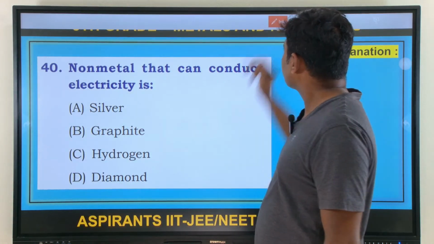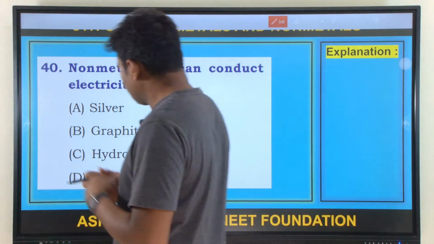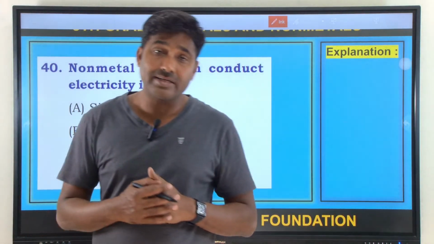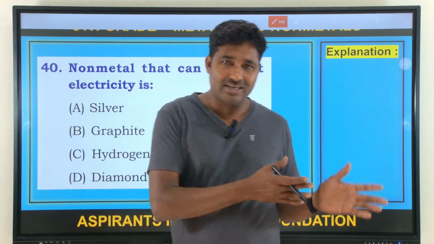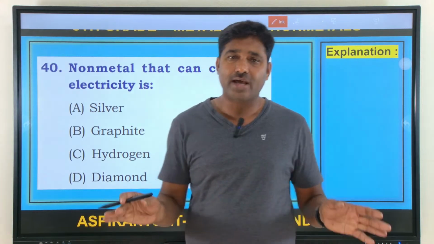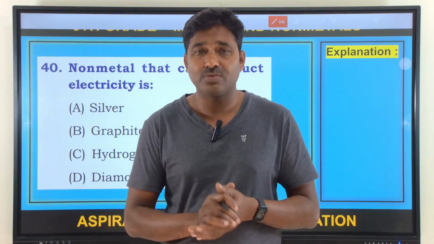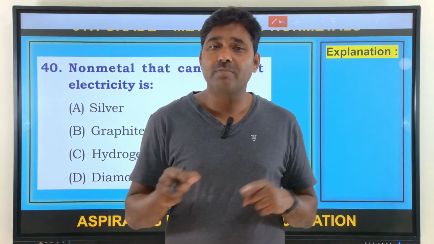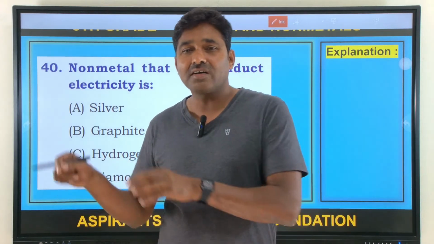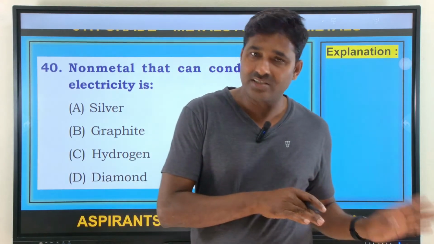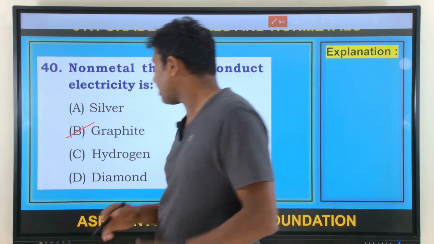Question 48. Which non-metal can conduct electricity? Generally, non-metals are bad conductors of electricity and metals are good conductors. We know this is the generalized character, but some exceptions exist in metals as well as in non-metals. So the general property of non-metals is that they are bad conductors of electricity. But the exception is that graphite is a good conductor of electricity. It can conduct electricity.